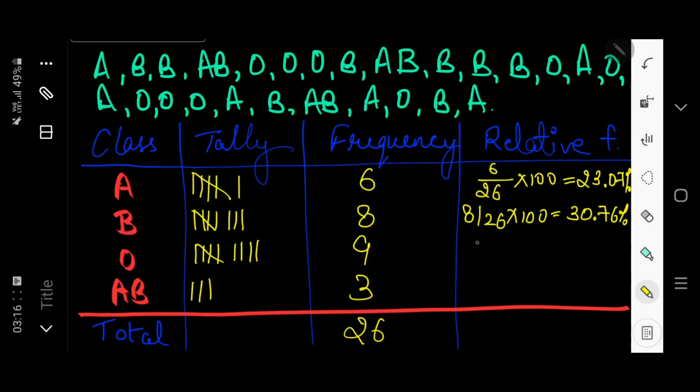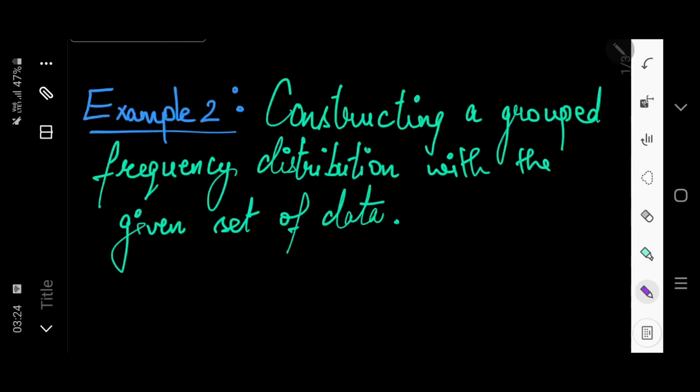Similar way we will do for the blood group O and AB also. So for that it is 9 by 26 multiplied by 100, which is 34.61%, and the last one is 3 divided by 26 multiplied by 100, which is 11.53%. So we are done with example 1, where we were provided with the blood groups, and we needed to organize them in a frequency distribution table. So we made the tally, then the frequency and the relative frequency.